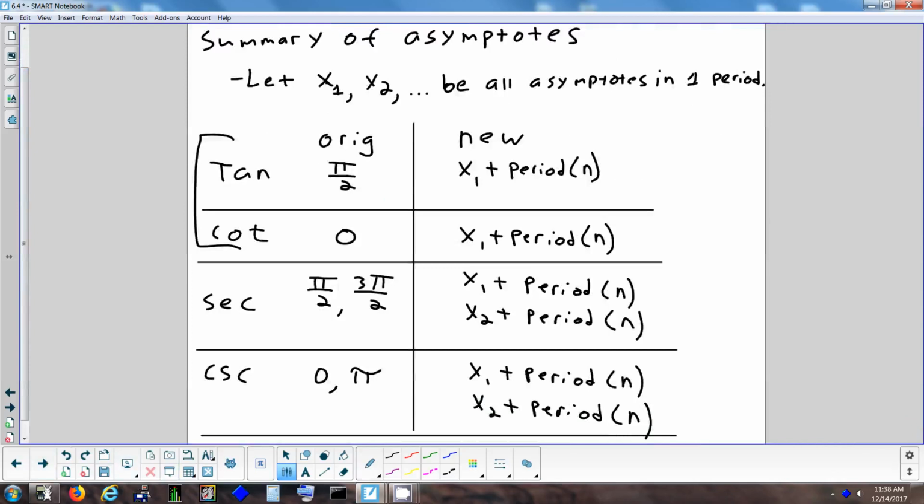Why did I only list one in each? Because there is only one. There's one asymptote per period. For secant and cosecant, I asked you how many green lines per period, and you said 2. That's why there's 2. Your first two asymptotes for secant, your first two asymptotes for cosecant.